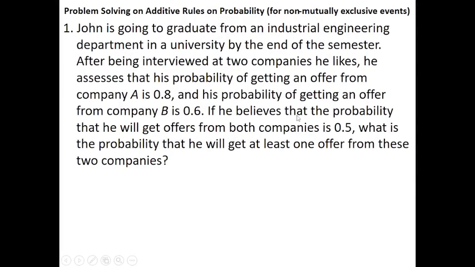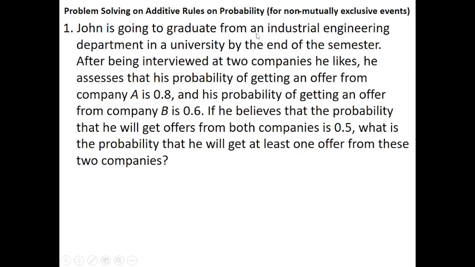So, here's the problem. John is going to graduate from an industrial engineering department in a university by the end of the semester. After being interviewed at two companies he likes, he assesses that his probability of getting an offer from company A is 0.8, and his probability of getting an offer from company B is 0.6. If he believes that the probability that he will get offers from both companies is 0.5, what is the probability that he will get at least one offer from these two companies? So let's analyze the problem.